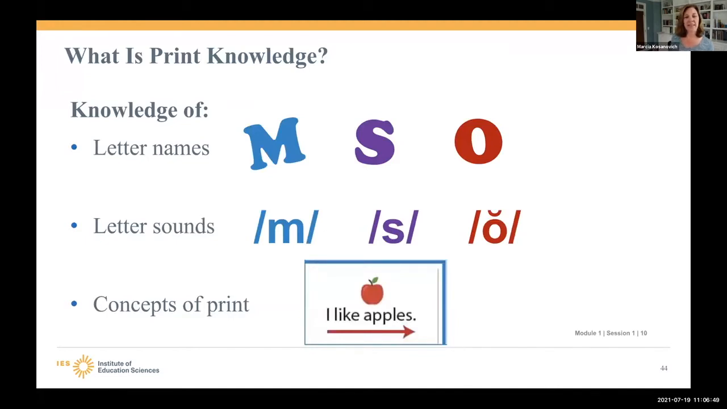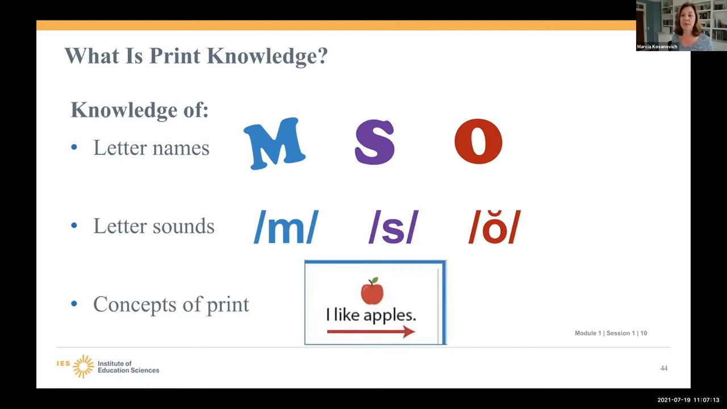On this side, the facilitator will say, print knowledge includes knowledge of letter names, letter sounds, and concepts of print. As a quick reminder, when letters are written with no other symbol, we say the letter name. For example, M, S, O. When letters are written with forward slashes on both sides of the letter, we say the letter sound. For example, M, S, A.